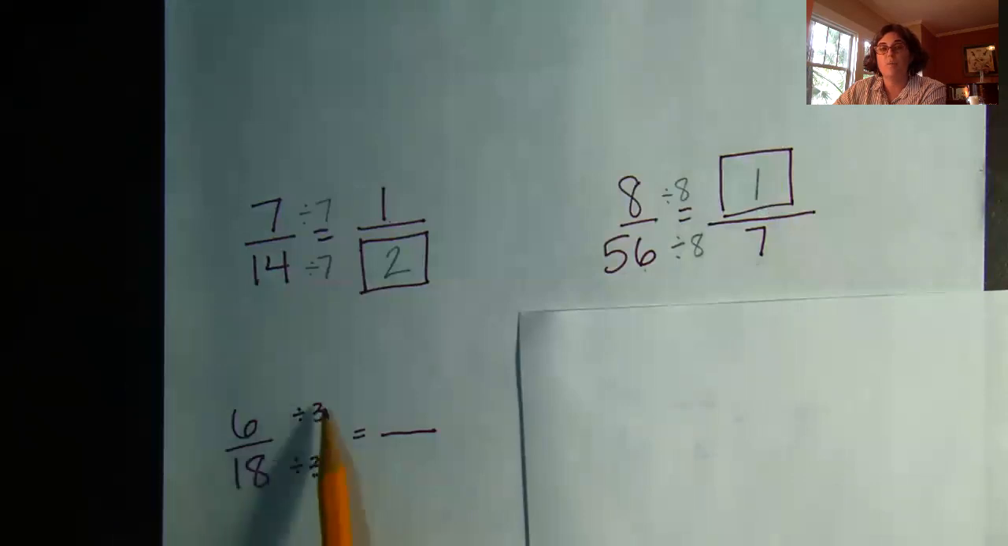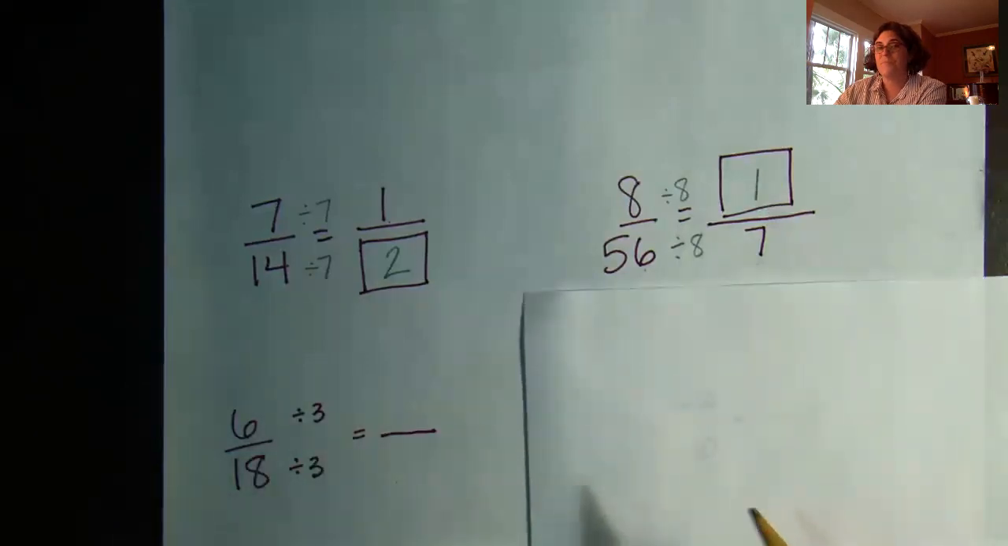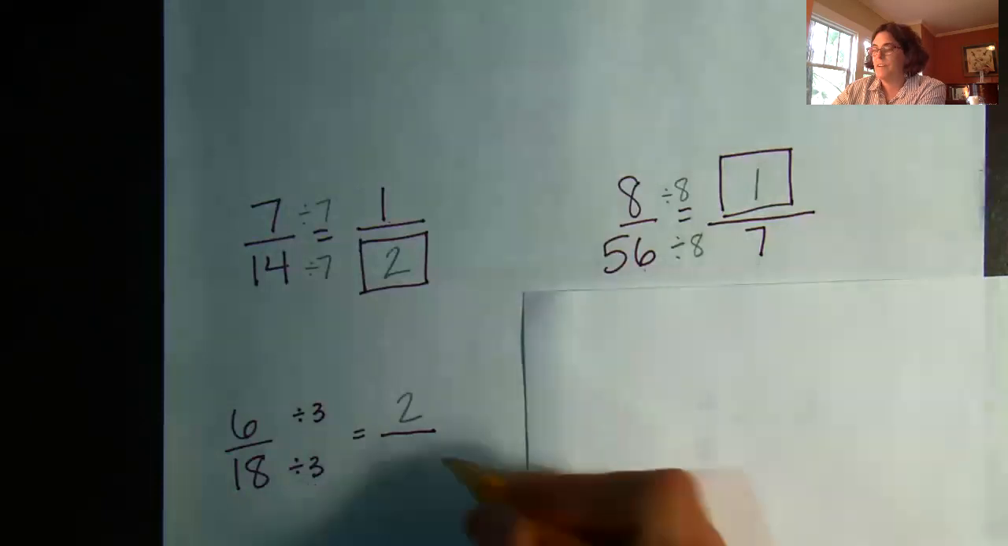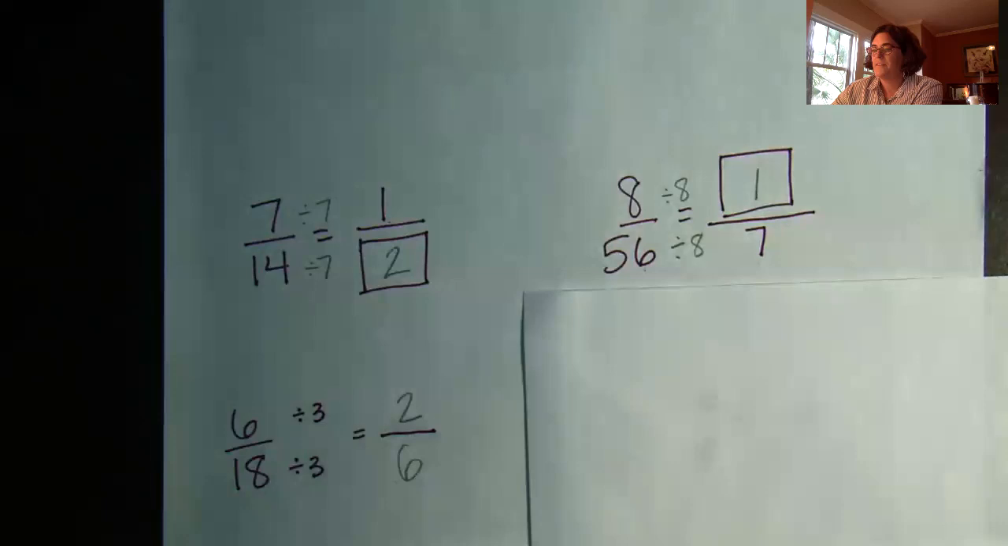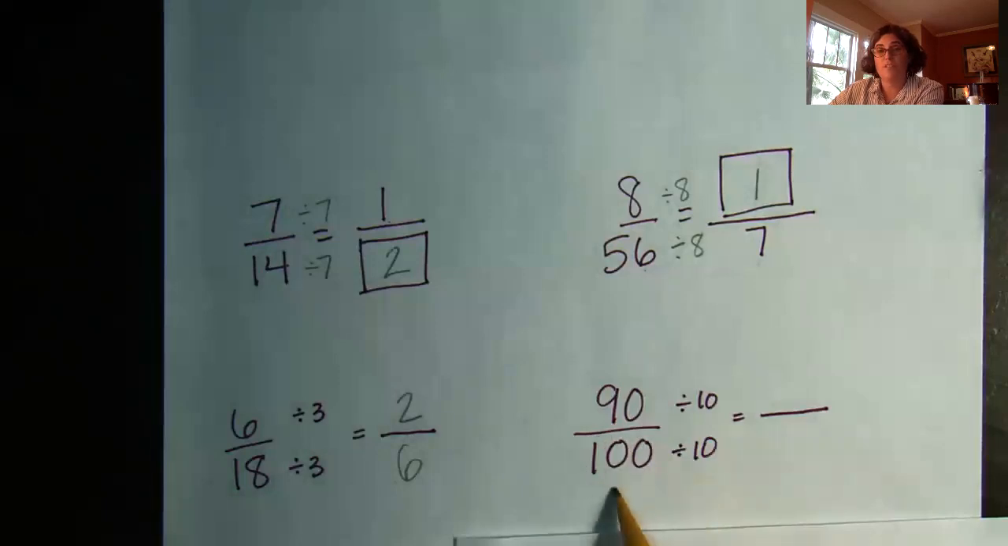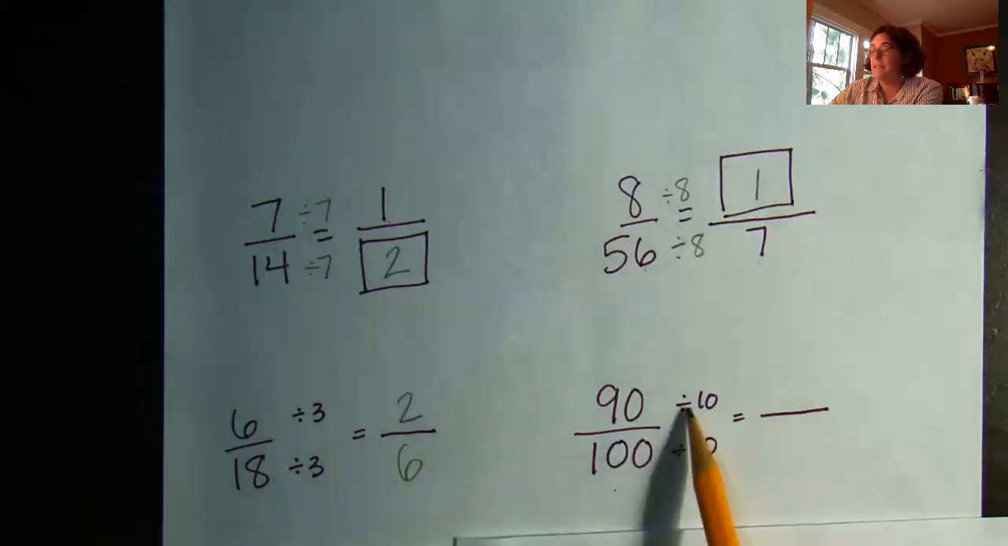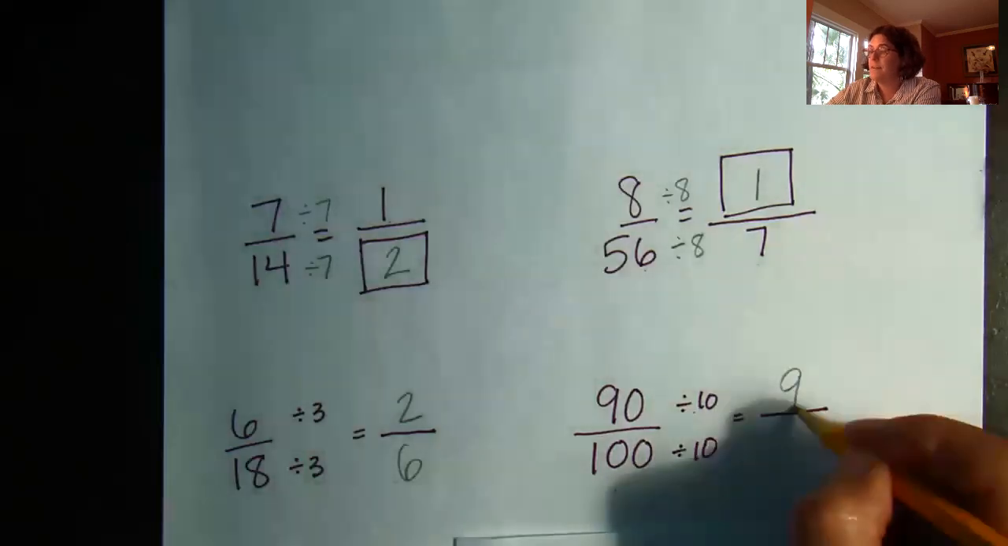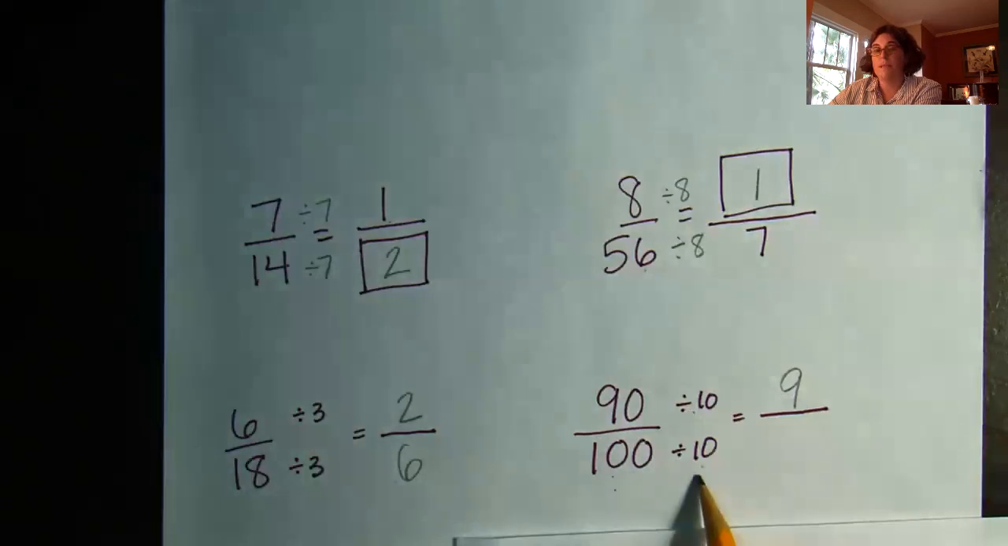All right, let's do all the division in this next problem. 6/18, we're going to divide both the top and the bottom by 3 to get an equivalent fraction. 6 divided by 3 gives me, very good, 2. 18 divided by 3 gives me, very good, 6. So 6/18 gives us 2/6. All right, now let's do one last one. This one again should look familiar from last week. We have a denominator of 100, and we want to make an equal fraction by dividing by 10. So 90 divided by 10 gives me 9, and 100 divided by 10 gives me 10. Very good. So 90 hundredths equals 9 tenths.